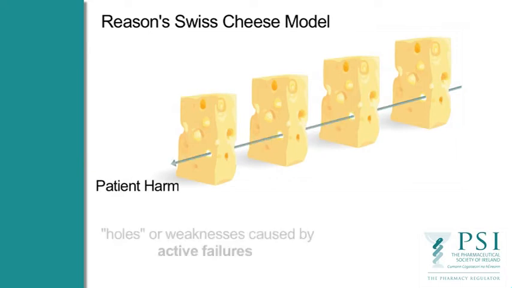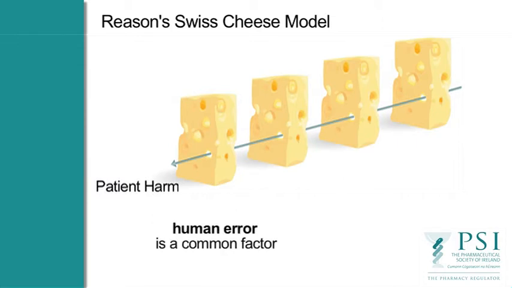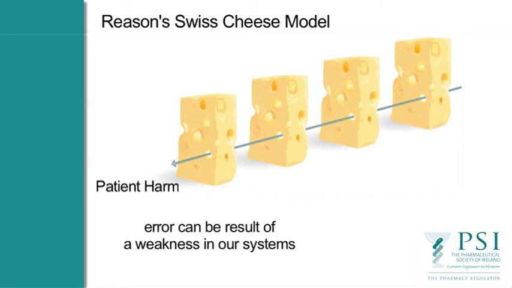These holes or weaknesses within our practice can be caused by active failures, which are unsafe acts directly linked to the error itself, such as lack of concentration. Human error is a common factor, and all registered pharmacists as qualified autonomous professionals are responsible in this regard for their own actions. However, in many cases the error can be a result of a weakness in our systems, also referred to as latent failures. These may lie dormant for a long time before finally contributing to an error.